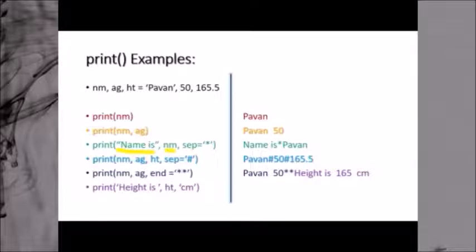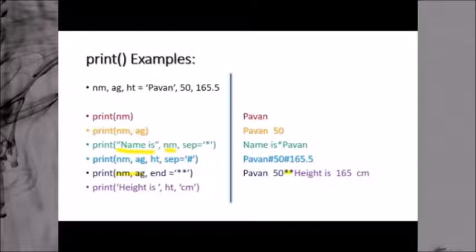Then print name comma age comma end is equal to double star. Here the separator is by default a blank space. So name is Pawan, age is 50, with a blank space in between them. And for end, now the line is not changed, but double star is printed at the end of the print statement. When all the objects, name and age, have been printed, at the end it will print double star.